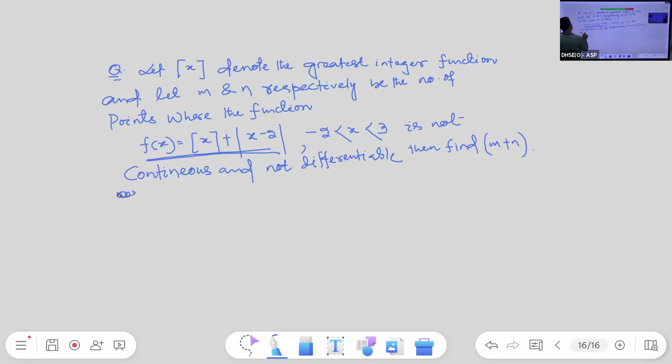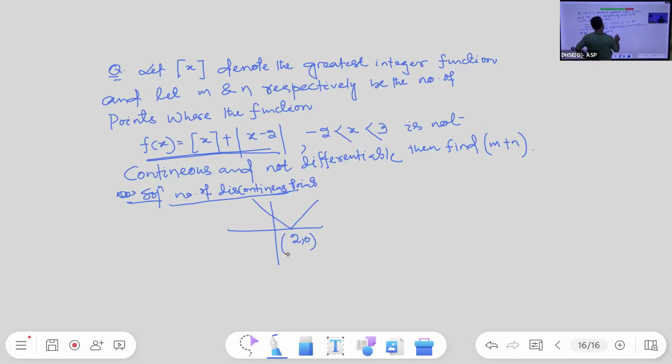Come to the solution. Number of discontinuous points. The function |x - 2|, the graph of the function is like this. The function |x - 2| is continuous everywhere. The function f(x) = [x] is not continuous at all integral points. You know, the graph of the bracket function is like this.